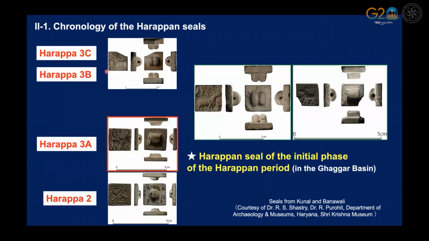And there are a few examples having some intermediate features. This example has a typical Indus type boss of a Harappan seal, but the animal faces right. Next, this one has an early type boss of a Harappan seal, but the animal faces left. Probably, there is some possibility to place these examples between the series of the initial phase of the Harappan period and the typical Harappan series.